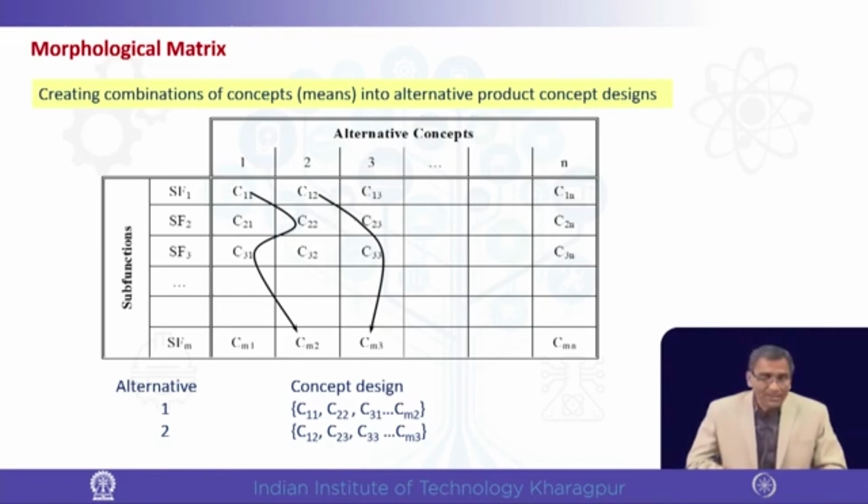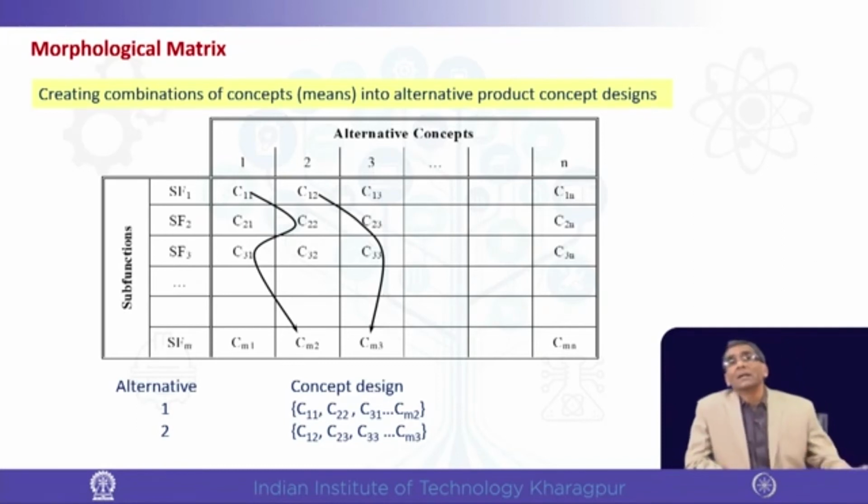So, here you can see alternative 1 is C11, C22, C31 dot dot dot CM2. Similarly, the other alternative is 2, which you can see from the matrix, it is C12, C23, C33 and CM3. This is the approach.